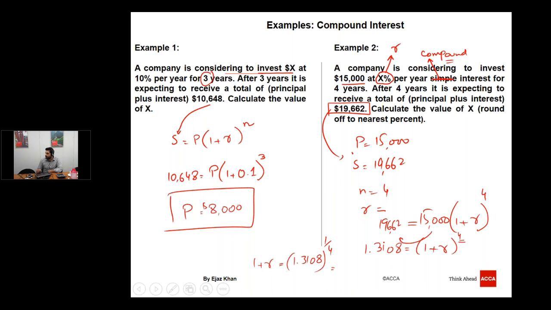So if we do it, what's the final answer? Can I have the final answer? 1.07, and minus 1. So it will be 7%. So R will be 7%. So any questions?